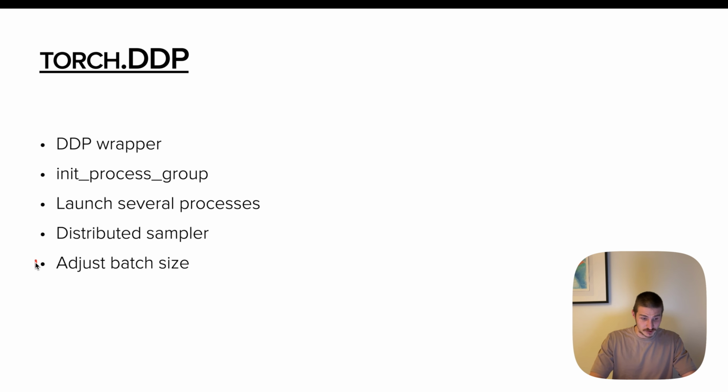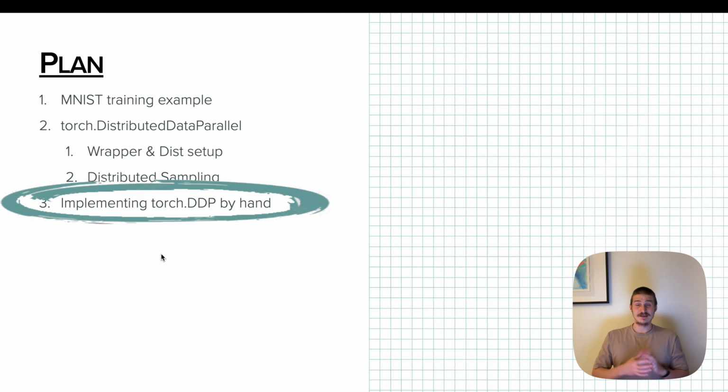And finally, you will need to adjust batch size, because now your batch size is your micro batch size, whereas what you actually are interested in for convergence is global batch size. Finally, let's talk about how we can implement our own version of DDP by hand.